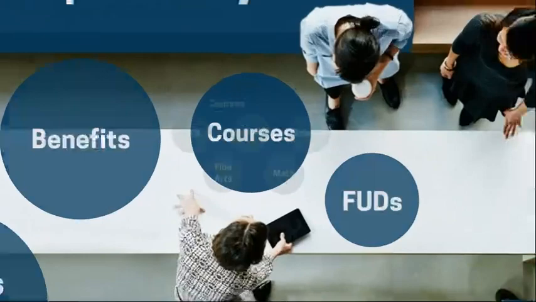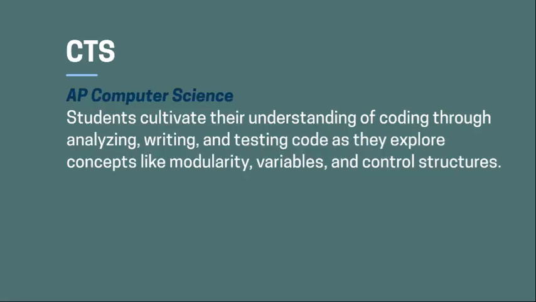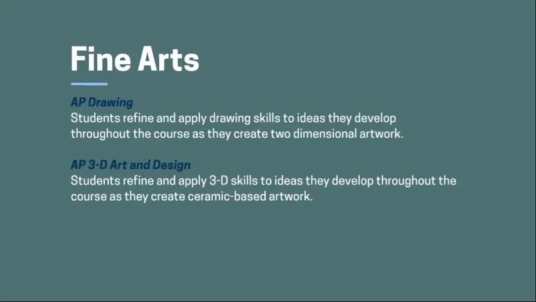Now, for the courses that we offer here at O'Leary, in the CTS realm, we do offer AP Computer Science, which students will typically take regular computer science with a little bit of enrichment through their first couple of years, and then the AP class is in their grade 12 year. In fine arts, we have AP drawing and 3D art and design. AP drawing is what you think of as a typical art class where you're drawing, painting, sketching, those sorts of things. And AP 3D art and design for us at O'Leary is a ceramics-based course where you're producing 3D works of art.